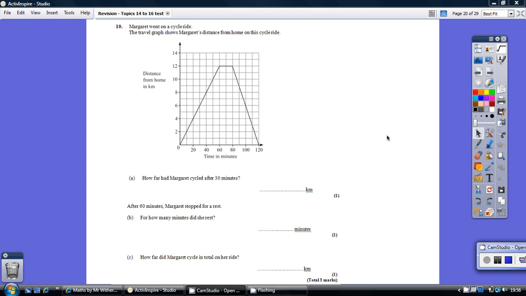Okay, so this is the fourth and final part. Have a go at this question. These questions are all about thinking what's going on here.